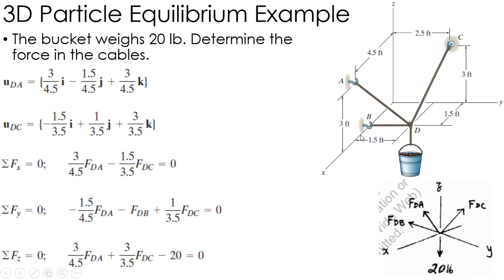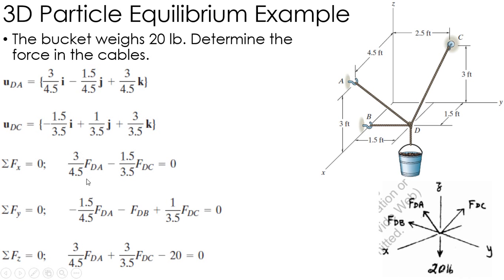And then my Z equation, again, F_DB does not show up. So I have 3 over 4.5 and 3 over 3.5 for DA and DC. And then I also have the minus 20. That is the weight of the bucket that I need to include. That is in the Z direction as well. So again, I sum the forces in the X, Y, and Z direction, setting them equal to 0, using the forces in the cables as well as the weight of the bucket.